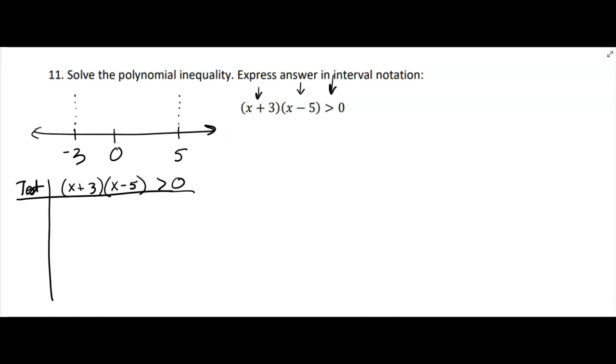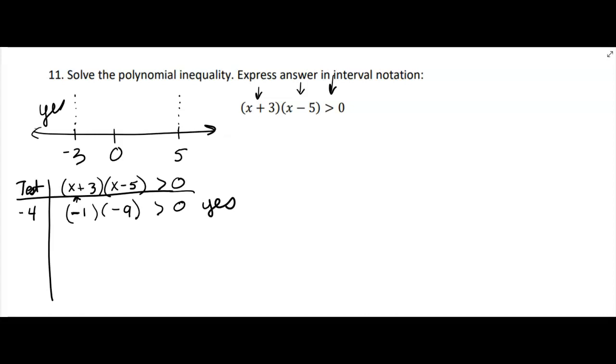So maybe I want to pick like -4. I need a number smaller than -3. It can be any number smaller than -3. But what happens then is this becomes a negative factor. You can put -1 if you want, because -4 plus 3 is -1. And then this is also negative. Turns out to be -9. But it doesn't matter what the number is. The fact is negative times negative is positive, and that is greater than 0. So yes, this section works. Smiley face, yes. Something that says, I want that section.